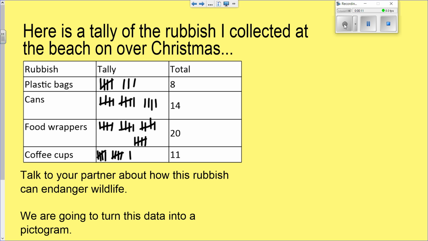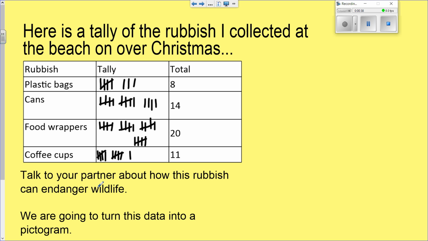To start with, recapping on yesterday when we looked at tally charts, here is a tally of some of the rubbish I collected just before Christmas on the beach. And you can see we've got 8 plastic bags, 14 cans, 20 pieces of food wrappers, and 11 coffee cups. So you can have a little think about now how the rubbish could endanger wildlife. We looked at that this morning, so hopefully you have got lots of ideas.